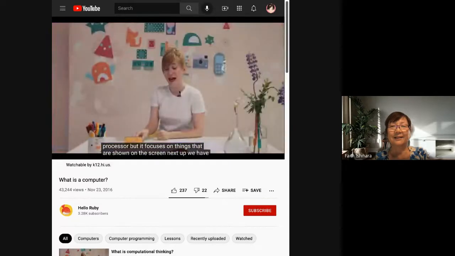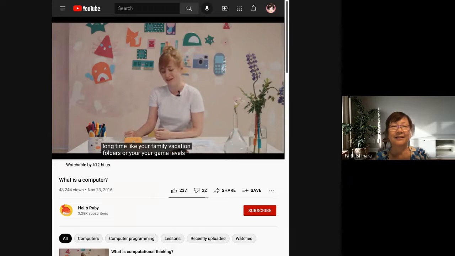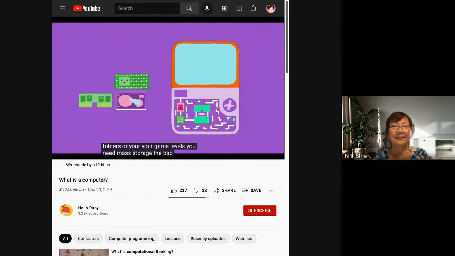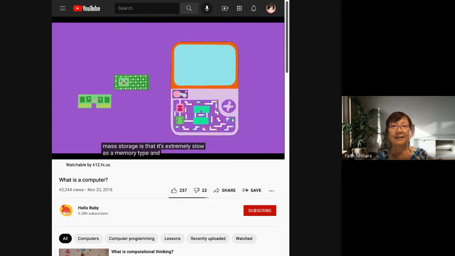Next up, we have the mass storage. If you have something that you want to remember for a long time, like your family vacation photos or your game levels, you need mass storage. The bad thing about mass storage is that it's extremely slow as a memory type.